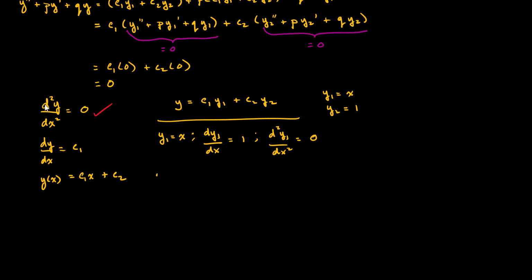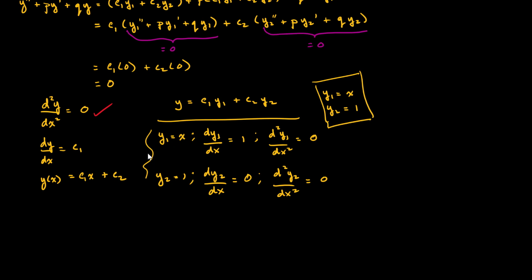We can do the same thing with y2, which is equal to 1. Taking the first derivative of y2 will give us 0, and trivially, the second derivative will also give us 0. So this is a very simple example that shows us that our general solution, c1 y1 plus c2 y2, can be broken into its component solutions, which are y1 and y2, and each one independently satisfies the ODE as we have shown right here. In addition, you can check for yourself that these two solutions to the ODE are linearly independent.